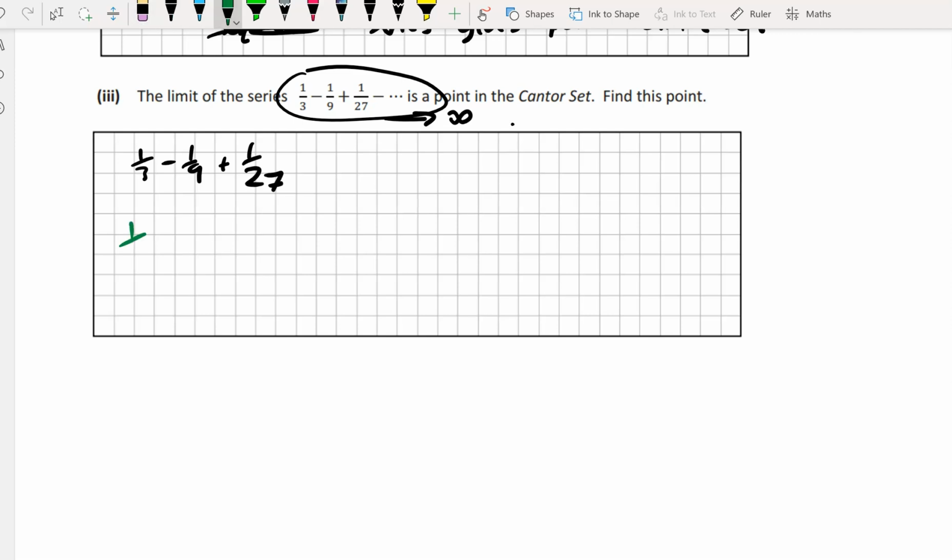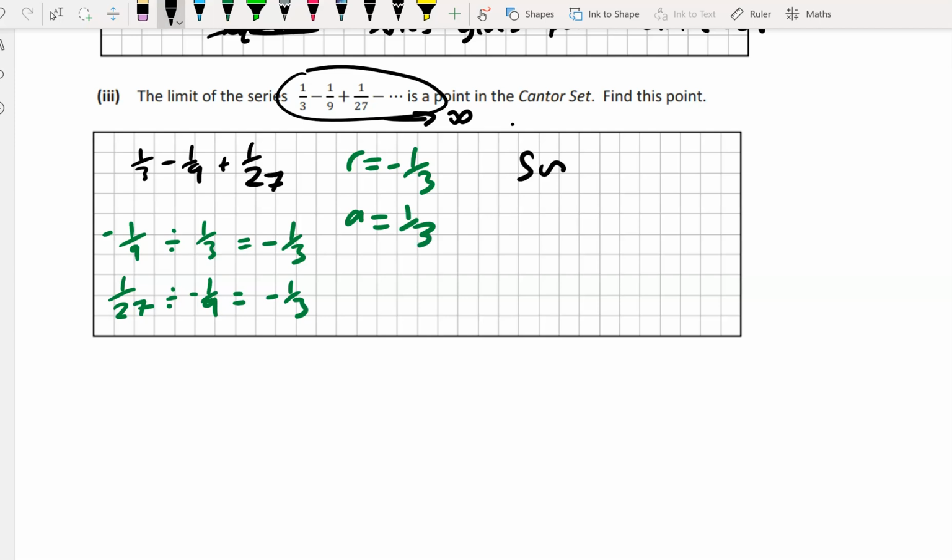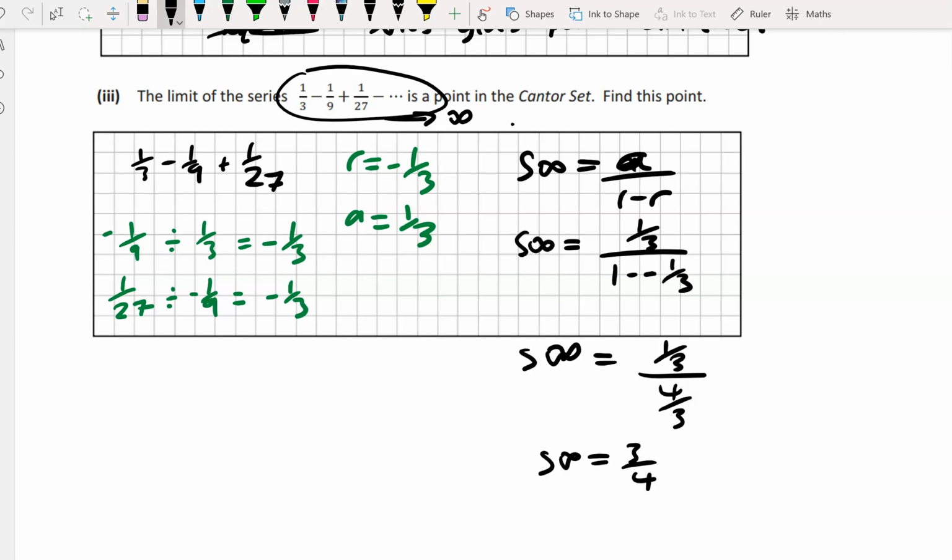When I do minus 1/9 divided by 1/3, I get negative 1/3. And then if I do 1 over 27 divided by minus a 9th, I get negative 1/3. So I can see my common ratio is negative 1/3. A is obviously a third, so I can just fill it into my S infinity formula, which is A over 1 minus R. So the S infinity is 3/4, so the point that we have is 3/4.